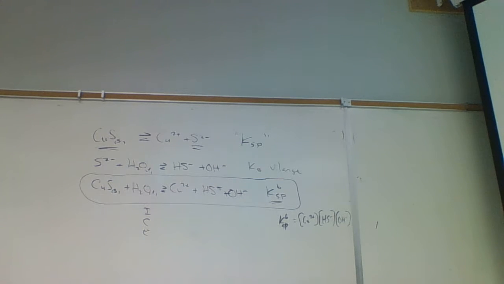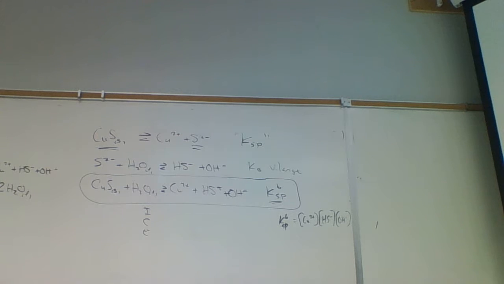This would be a KSPA type calculation where we have CuS solid plus H2O liquid. This is going to go to Cu2 plus, HS minus, plus OH minus. Now if we have acid present, hydronium, it's going to attack the strongest base present. Well, the strongest base present is hydroxide here. So we're going to get hydronium plus hydroxide, that's going to give us 2 waters.